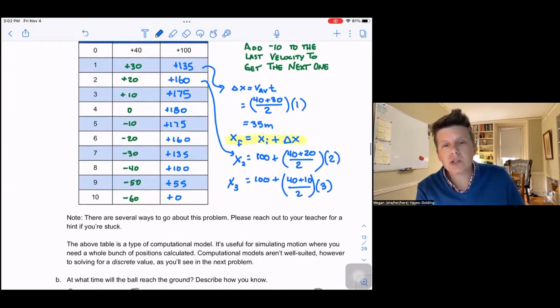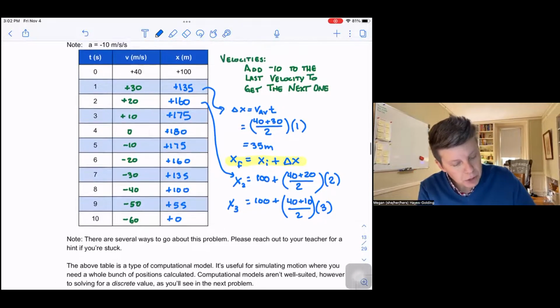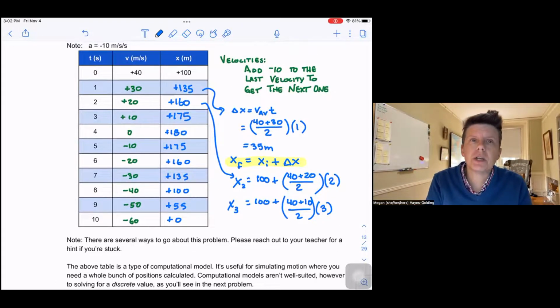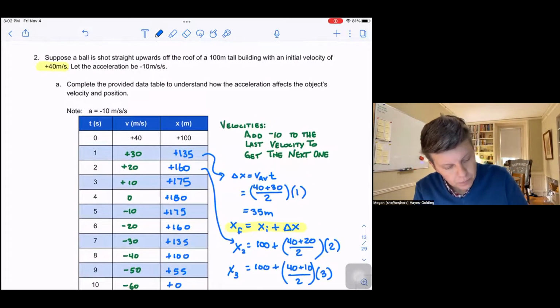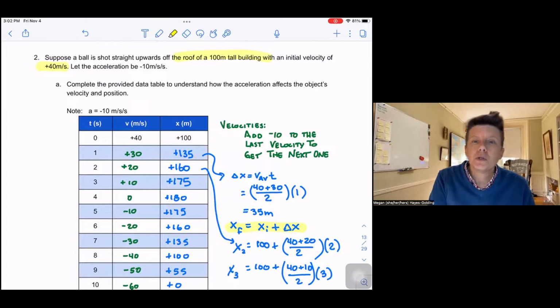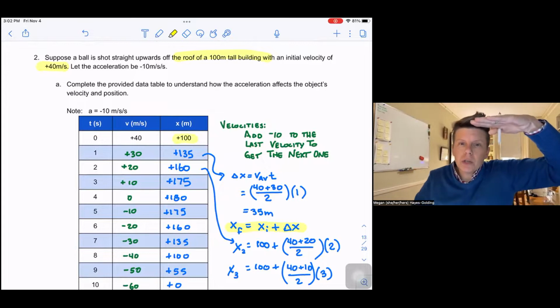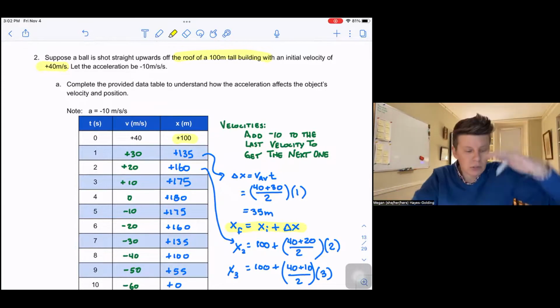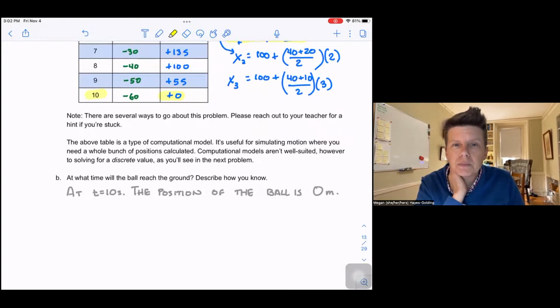The question later on asks you, look at part B at the bottom of the screen here. At what point in time will the ball reach the ground? How do you know? I want to invite you to study the position data to answer when the ball will hit the ground. So because the building is 100 meters tall, and we called that initial position 100 meters, that's 100 meters above the ground. So the ball reaches the ground when the height is 0 meters. And that's what I've answered here for part B already.